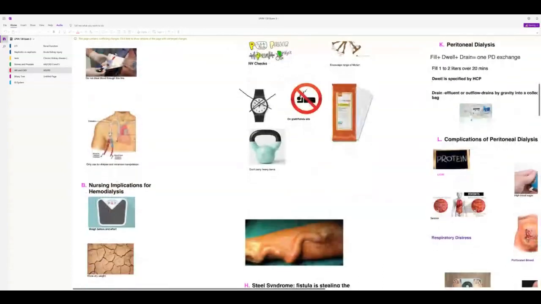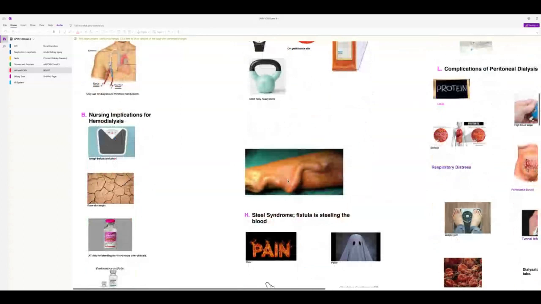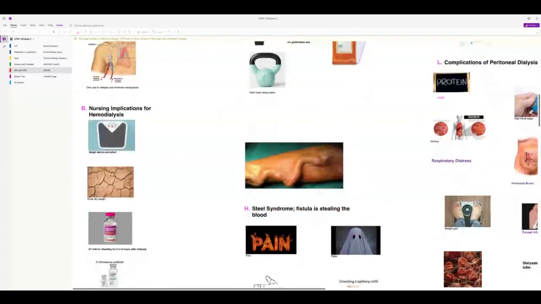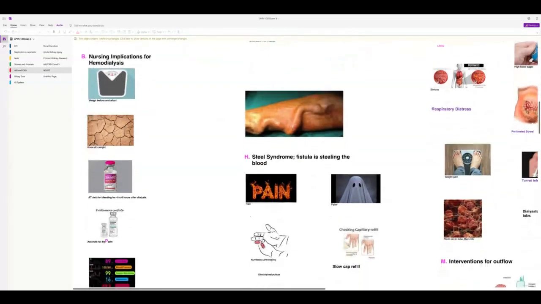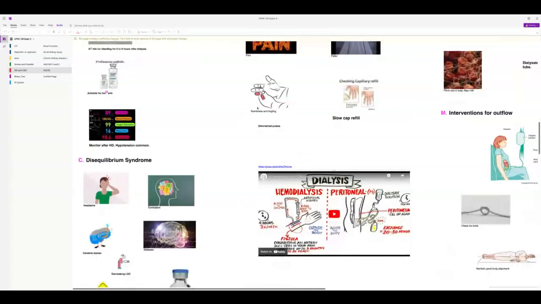And this is what one would look like. This is a gnarly one. So you check the 5Ps because this right here, see how big this is? This could steal blood away from the hand. So that's why you're going to check the hand and make sure it's okay. Make sure that they don't have diminished pulses, a cool hand, numbness and tingling, or slow cap refill.